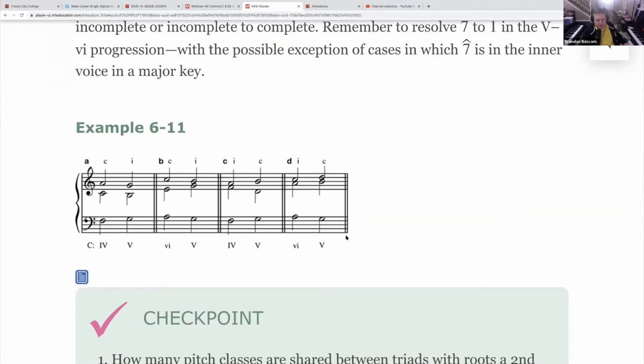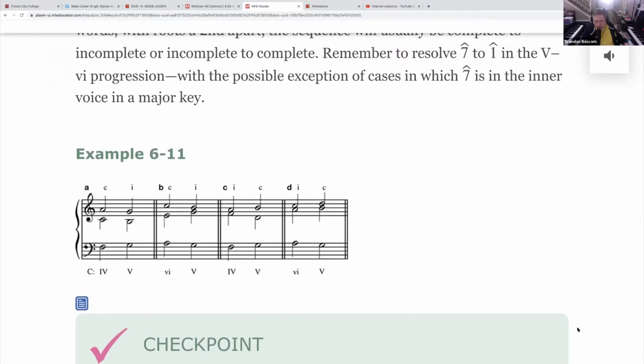Okay, here we are. We are in C major. Notice we have a complete to an incomplete chord, complete to an incomplete chord, an incomplete to a complete chord, and an incomplete to a complete chord. Let's see how they did that. We're in C major and we have F, A, C going to G, B, D.